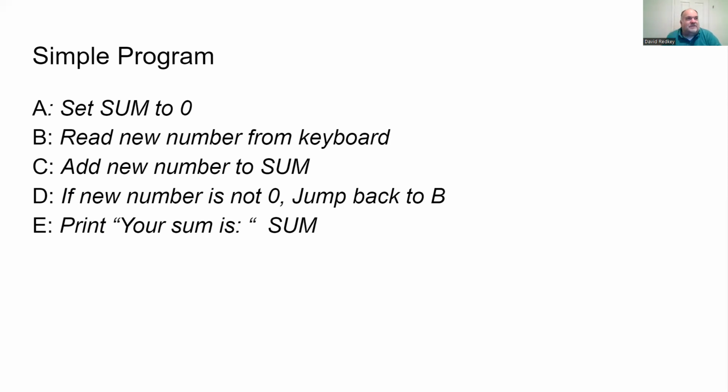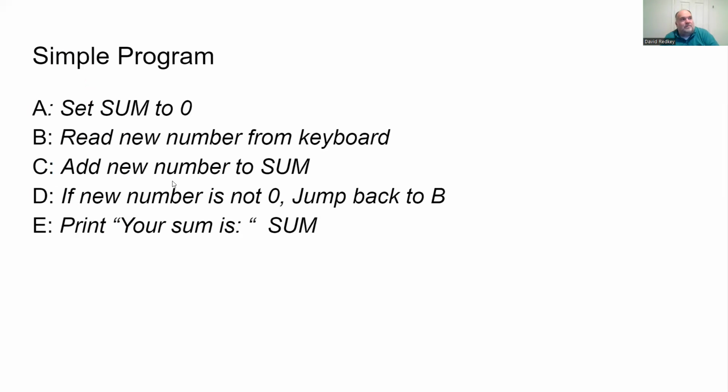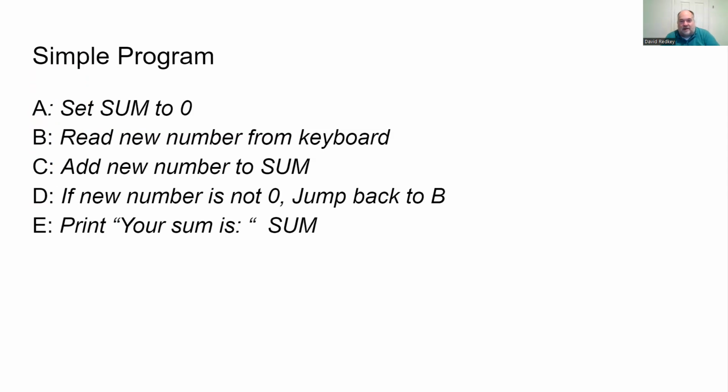But there are 5 other things in our little cluster. We still have choose, listen, talk, evaluate, and remember. So pause the video if you want to try to figure out where in this program we choose, listen, talk, evaluate, or remember. And I'll give you a little bit of time before spoiling it.